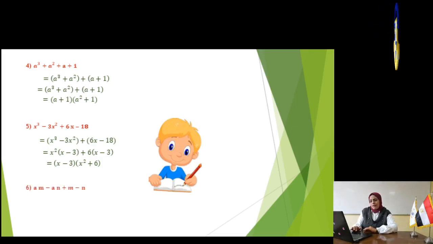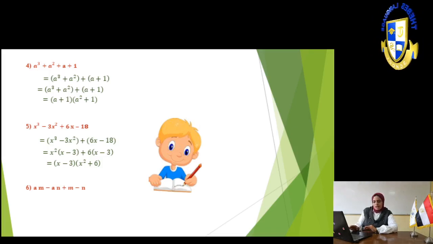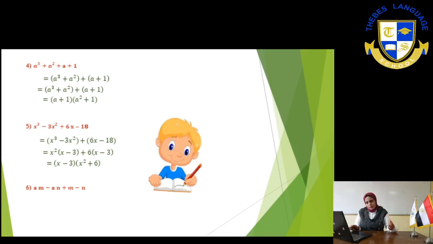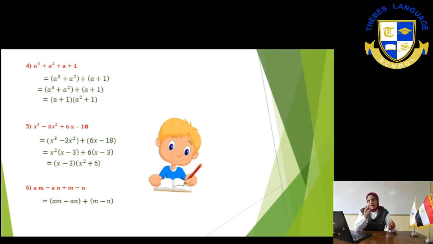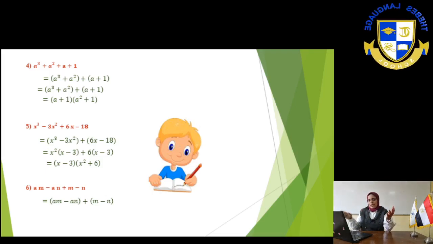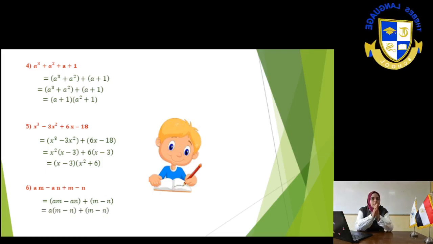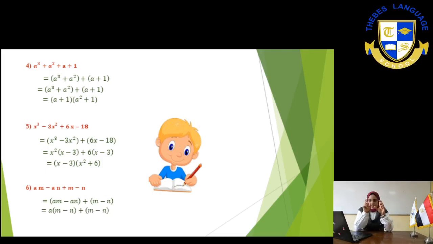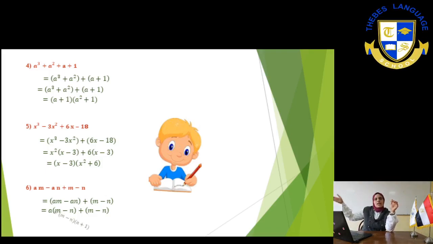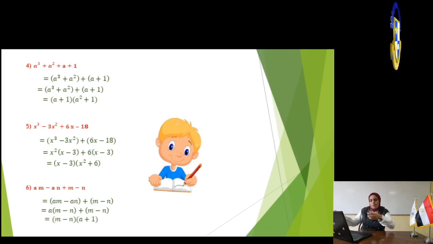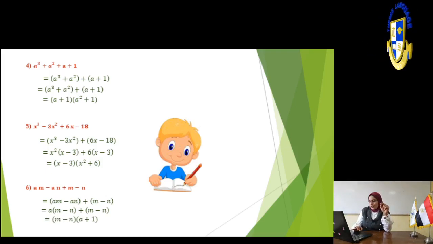Number 6, here we have am minus an plus m minus n. We will take a as a common factor from the first and the second term. So we have a and m minus n. The second bracket, m minus n, we haven't any common factor between m and minus n. But we have m minus n in the first part and m minus n in the second part. So we will take m minus n as a common factor to have a plus 1.